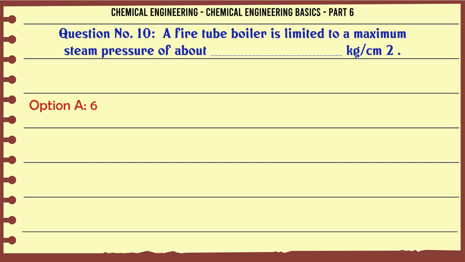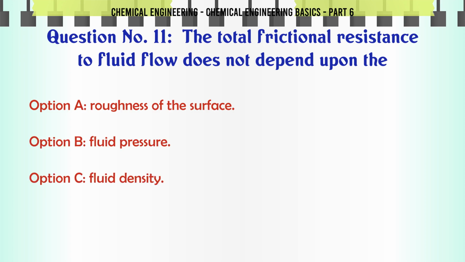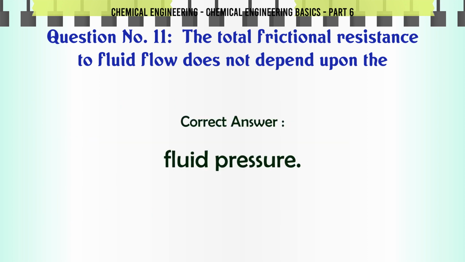A fire tube boiler is limited to a maximum steam pressure of about kg/cm2. A. 6. B. 18. C. 38. D. 52. The correct answer is 18. The total frictional resistance to fluid flow does not depend upon the A. Roughness of the surface. B. Fluid pressure. C. Fluid density. D. Fluid velocity. The correct answer is fluid pressure.